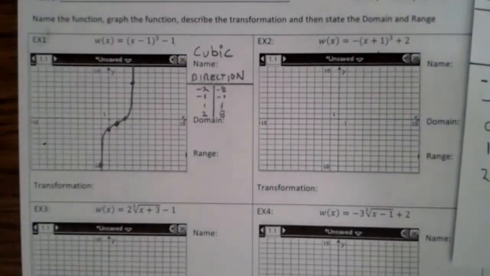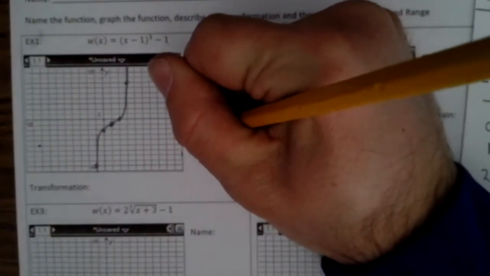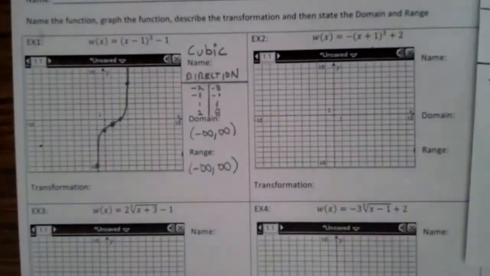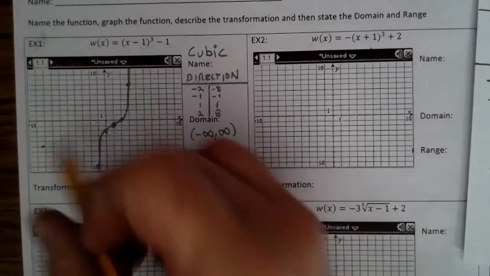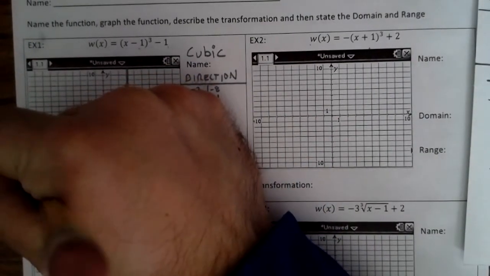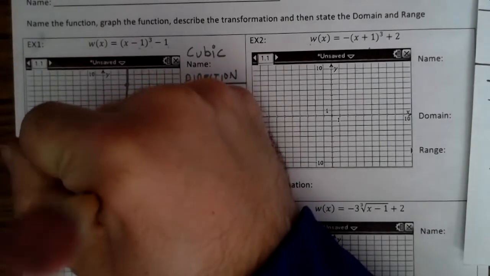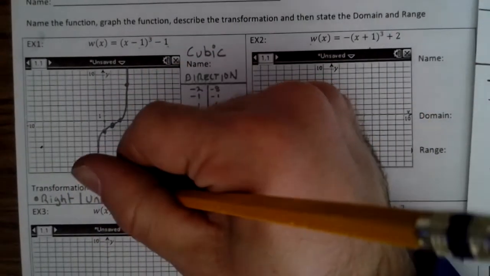Now, the domain and range for a cubic function are really simple. It's negative infinity to positive infinity, and negative infinity to positive infinity. Okay, let's do the transformations from right to left. So the first one is right 1 unit, and down 1 unit.